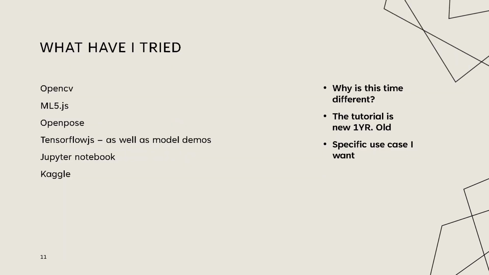Here is what I've tried. I've tried OpenCV, ML5JS, OpenPose, TensorFlow, Jupyter Notebook, and Kaggle. But what is different this time that I think I'll succeed? This tutorial is only 1 year old, and that's really important for OpenPose, which is like a 5-year-old thing. So some of the things are broken. For example, I can't download the poses or the pose models because it doesn't work anymore, and I'm not knowledgeable enough to use it.